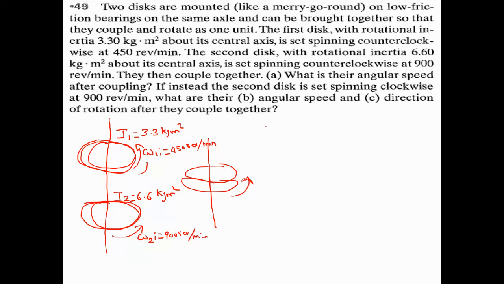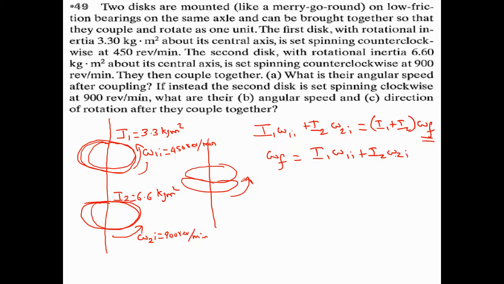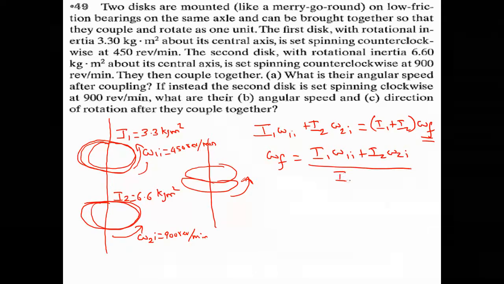Right. So I'm going to write the conservation of angular momentum. What is the conservation of angular momentum? Initial momentum is equal to final momentum. Therefore, I1 omega 1i plus I2 omega 2i is equal to, since it's joined together, I1 plus I2 multiplied by omega final. Now we are going to find the value of omega final. So you can just rearrange this equation. Therefore, omega final is equal to I1 omega 1i plus I2 omega 2i divided by I1 plus I2.